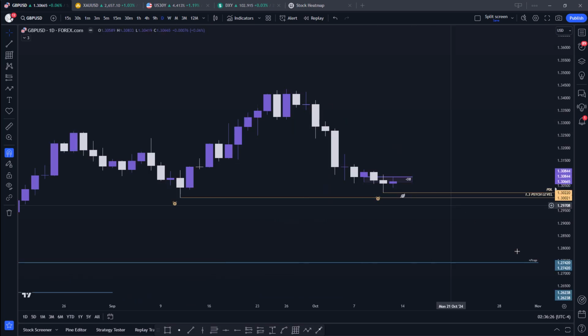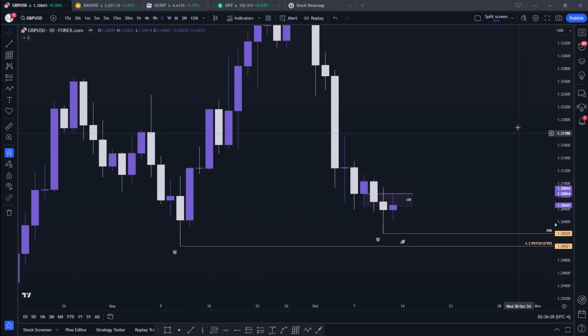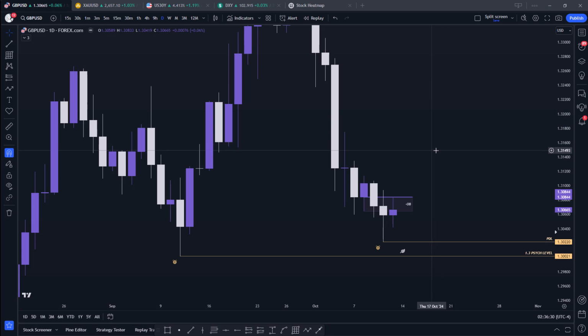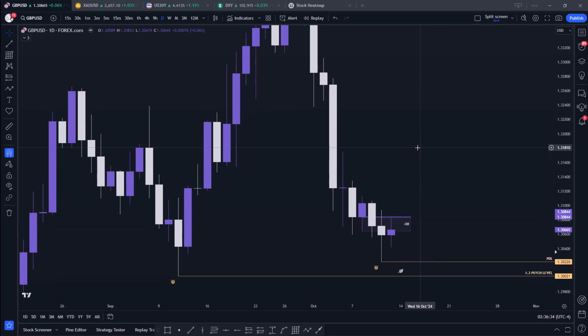Never marry a bias. Adjust yourself accordingly based on the information and data you have. Don't try to force it when you see price clearly pushing up and clearly being drawn to this inefficiency and you're still trying to force a sell. I don't think that's a smart idea. If we close above this order block, then we're likely going for this inefficiency. So change your bias and become bullish on this. It's as simple as that.